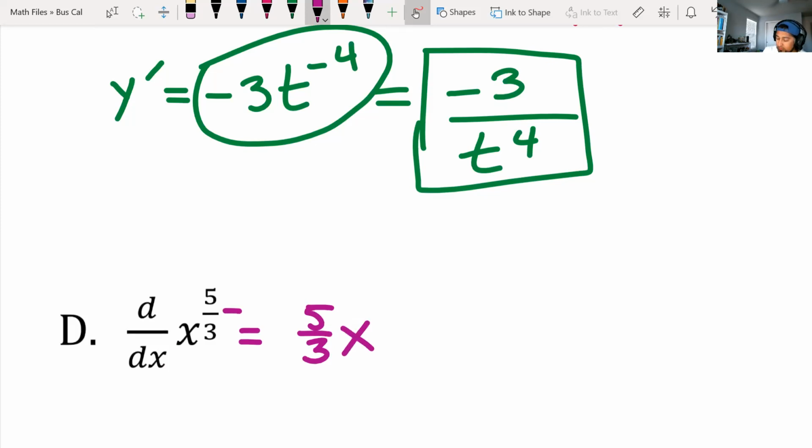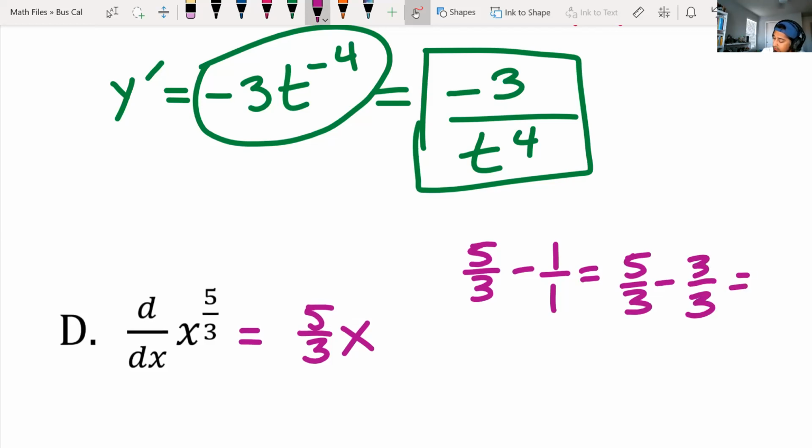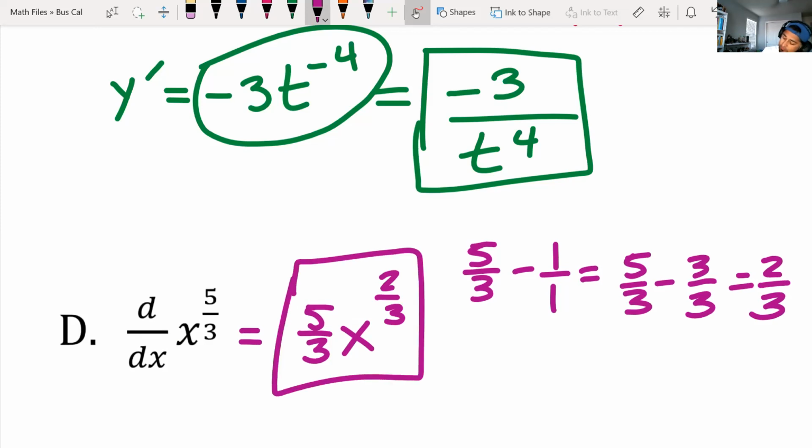And now you have to subtract 1 from the original exponent. So what is 5/3 minus 1? And I'll even write it here. 2/3. Good. Because if you did 5/3 minus 1, you'd have to change 1 into a fraction of 3 over 3. And you'd get 2/3. So this would become 5/3 x to the 2/3. Good with that?